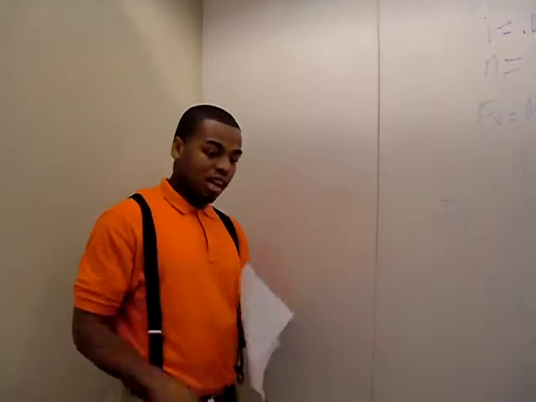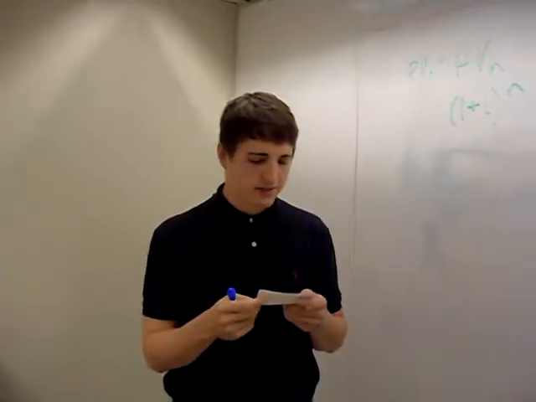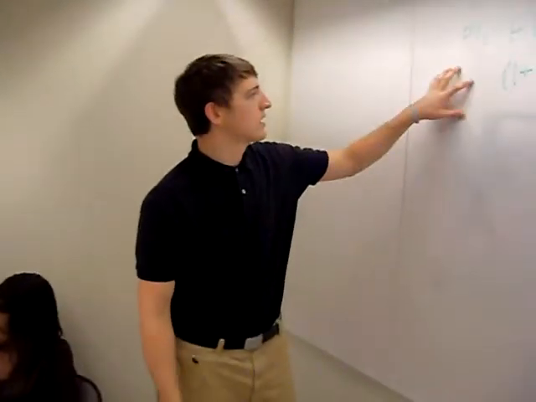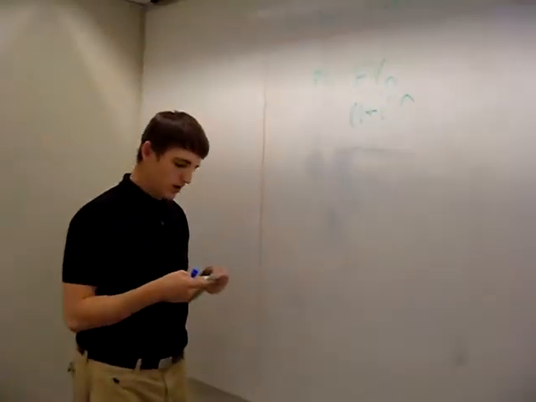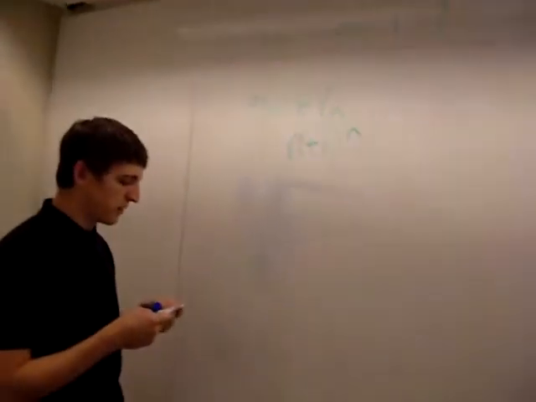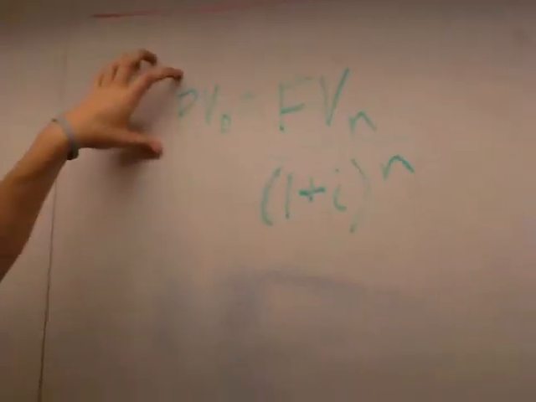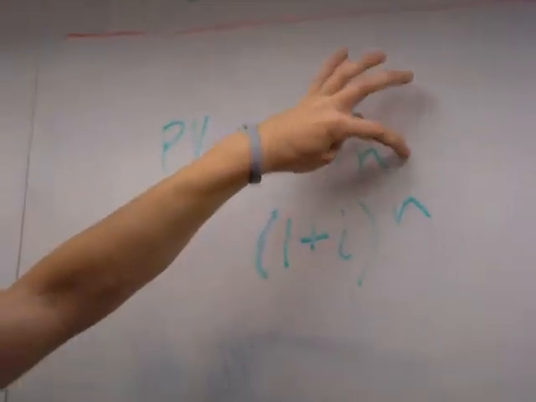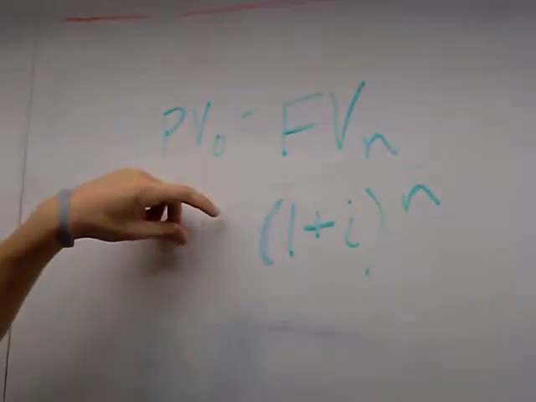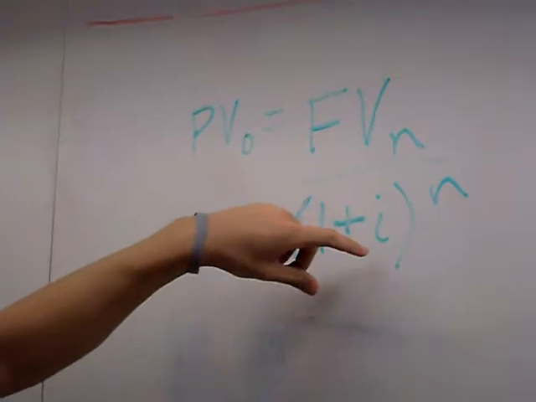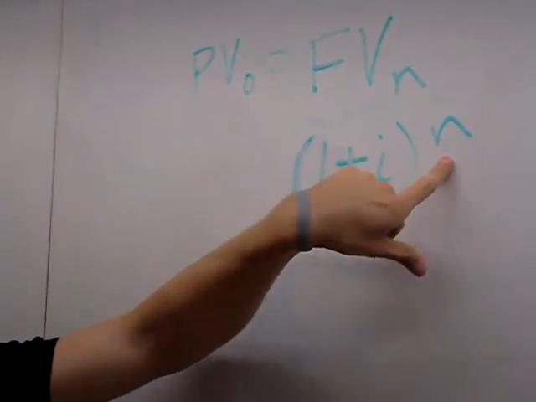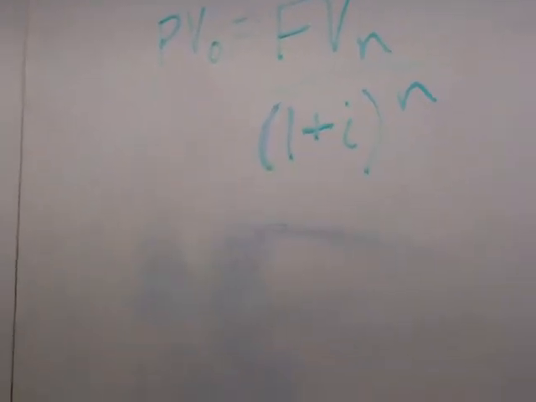Any questions? Today in class is the present value of a single sum. Now, this involves computing the present value of a sum somewhere in the future at a given discount rate. You can see the present value equals the future value divided by 1 plus the interest rate raised to the number of periods. Does anybody have any questions?